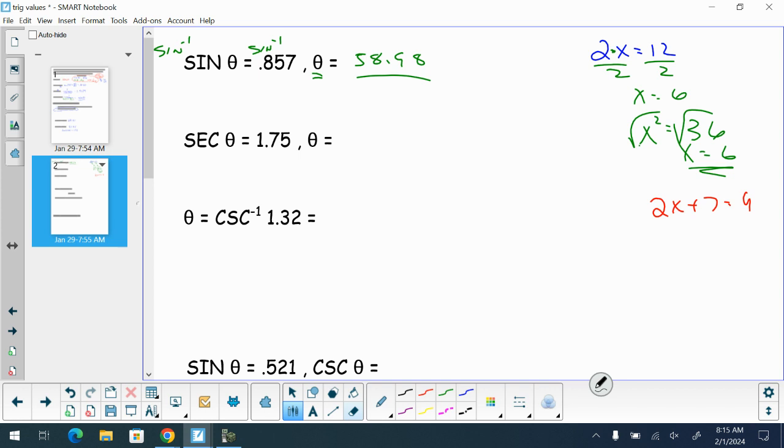What's the reciprocal for the secant of theta? Kendall? Cosine. So we can rewrite this as 1 over cosine of theta is equal to 1.75. Why? Because by definition, secant is defined as 1 over cosine of theta.